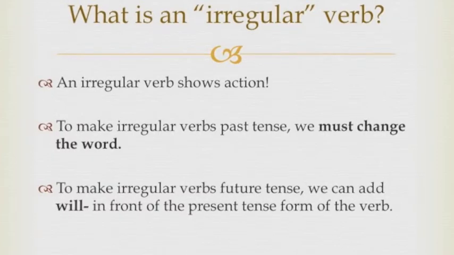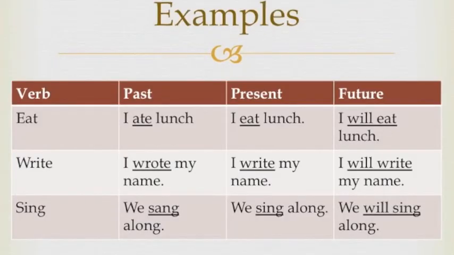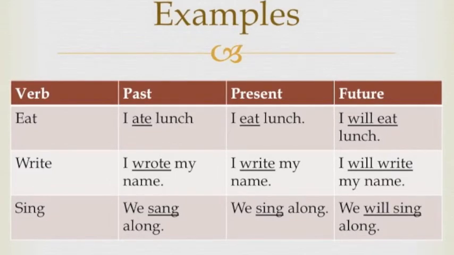Now, let's look at some examples to see what we find when we look at irregular verbs. Our first verb we're going to look at is eat. An example of the word eat in past tense form in a sentence is I ate lunch. Notice that the spelling changed from eat to ate.